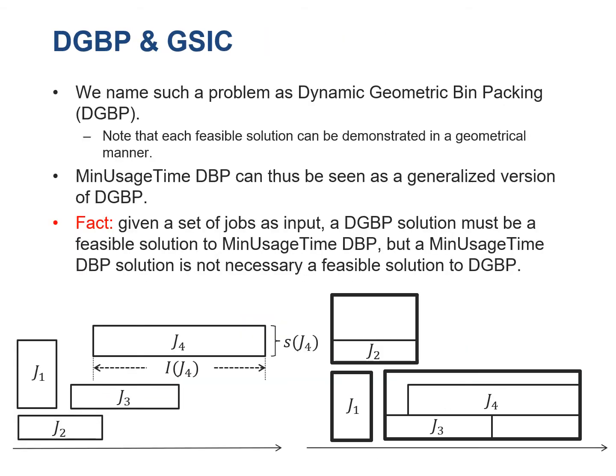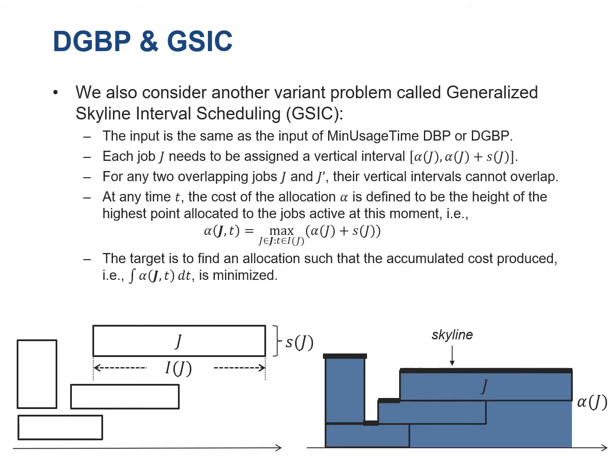We name this problem dynamic geometric bin packing, since each feasible solution can be illustrated geometrically. By the way, I want to remark that each feasible solution of DGBP must also be a feasible solution of min usage time DBP, but this doesn't hold true the other way around. We also consider another variant problem called generalized skyline interval coloring. We ignore the machine restriction and focus on seeking an allocation for all the interval jobs such that the accumulated cost produced by this allocation is minimized.